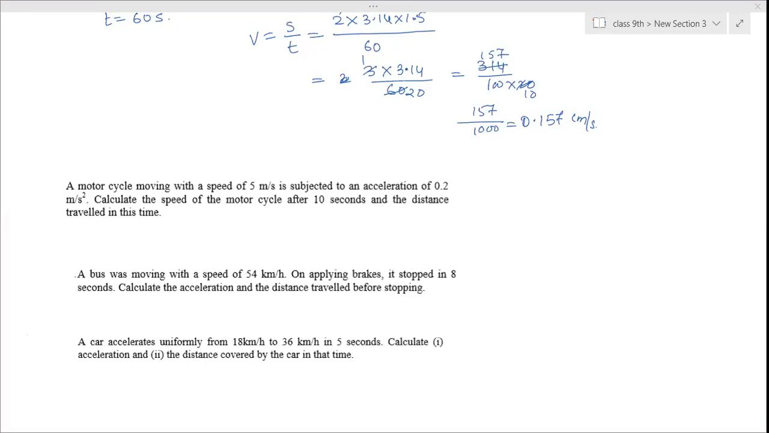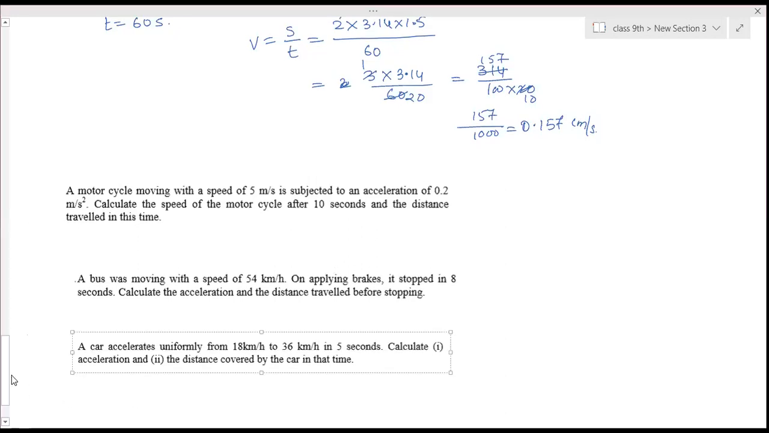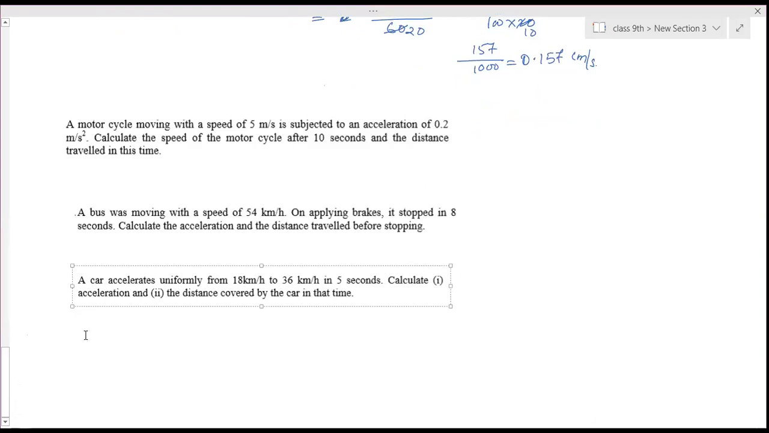Ma'am, for the last question, the acceleration is 3.2 meter per second. Now is the distance 16 meters, right? No. But the last question, is it 1 meter per second square? 1 meter per second square. Is the distance 12.5 meters? No, 37.5 meters. Wait. Into time is 5. 37.5 meters. 12.5 plus 37.5. Yes, ma'am.